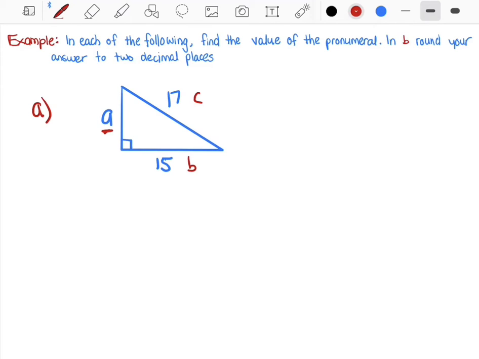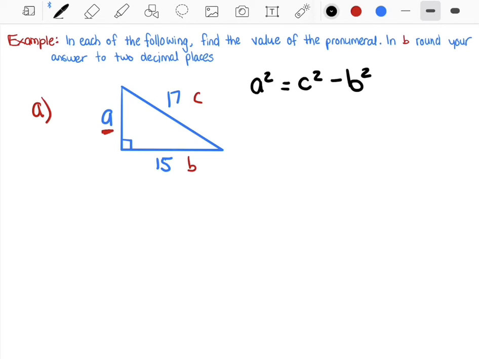If we look here, currently our unknown is A. We know what C is and we know what B is. So from our video before and the knowledge we have, we need to use this equation: A squared equals C squared take away B squared. This is because we've got our longest side, the hypotenuse, and one shorter side, not both.